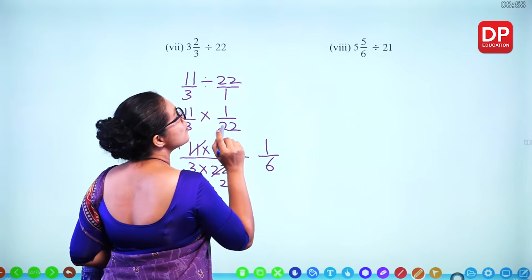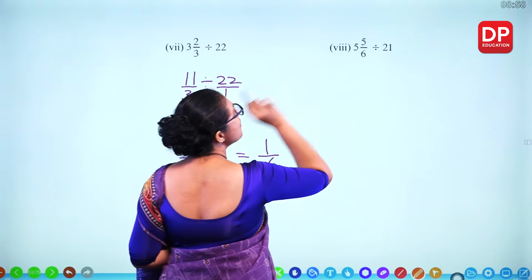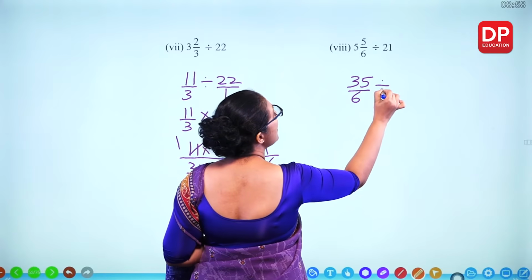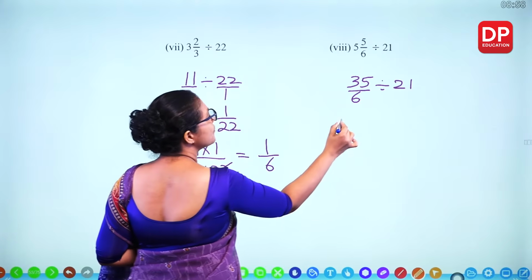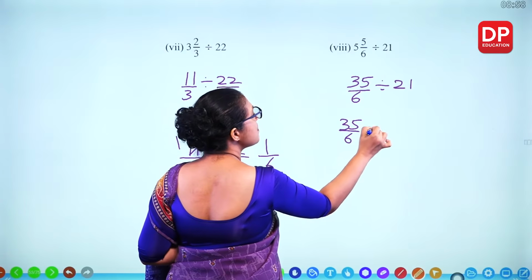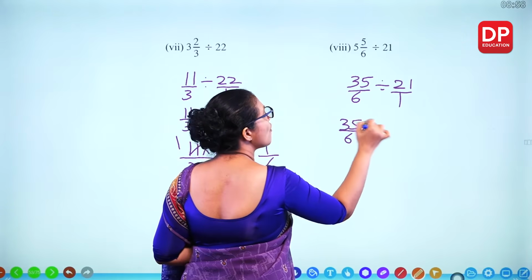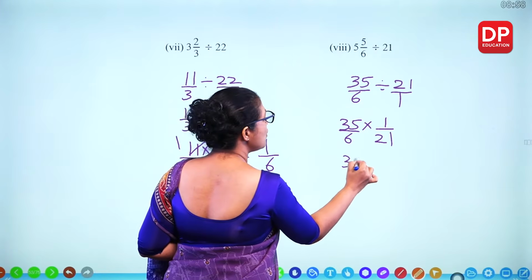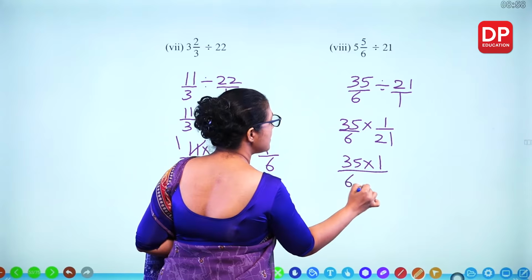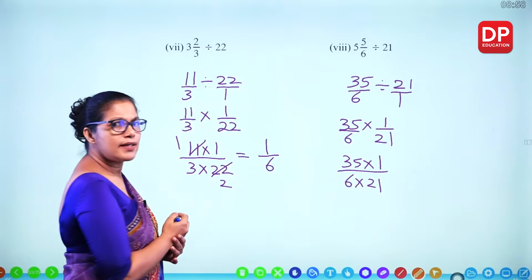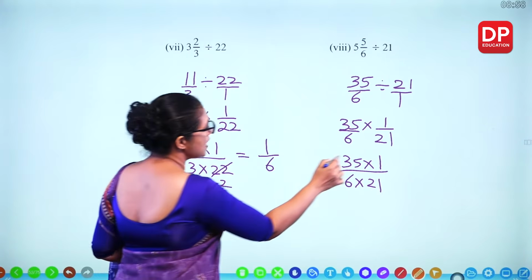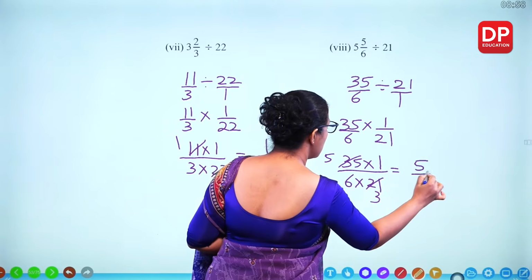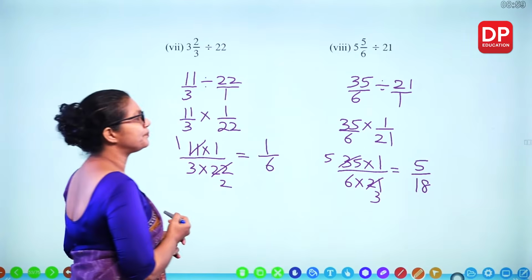This one, 5 and 5/6. Convert to an improper fraction. 30, 30 plus 5, 35. Divide by 21. So 35/6 multiplied by the reciprocal of this, 1/21. Multiply the numerator and the denominator separately. Try to simplify this. 7 times 5, 7 times 3. So 5/18.